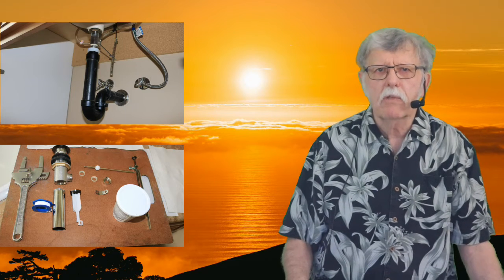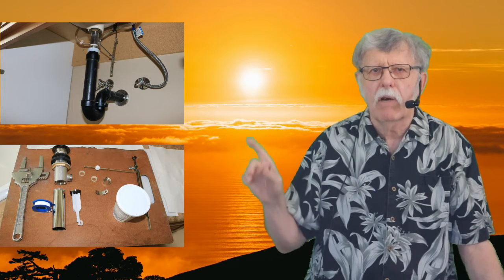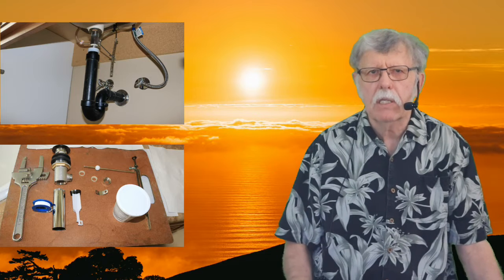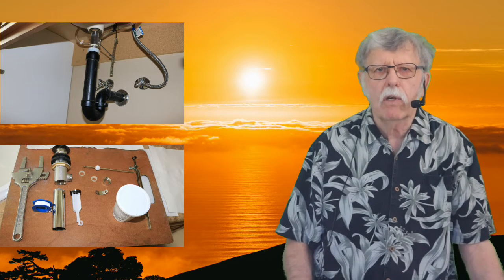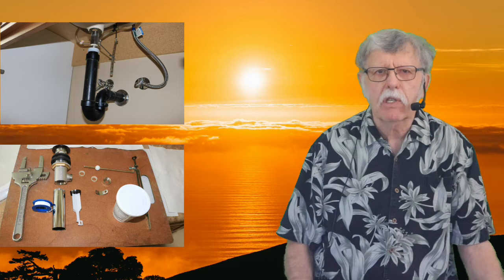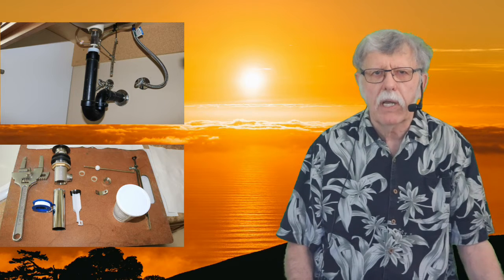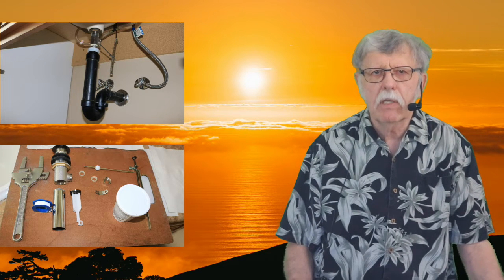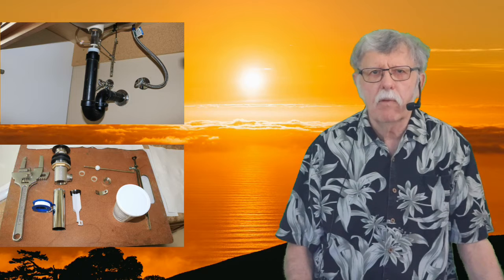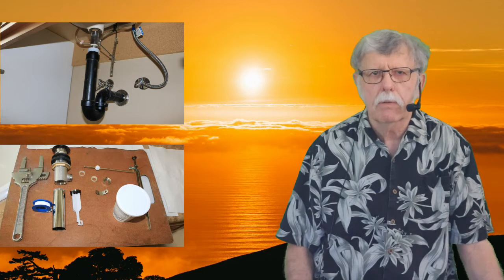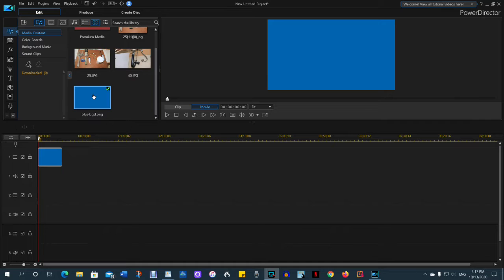What I'll do is make a composite photo of the two pictures side by side. Then I'll narrate the photo, pointing with the cursor to explain the steps to replace the drain. The first step is open PowerDirector and import both the photos. Now I've added one more picture here.